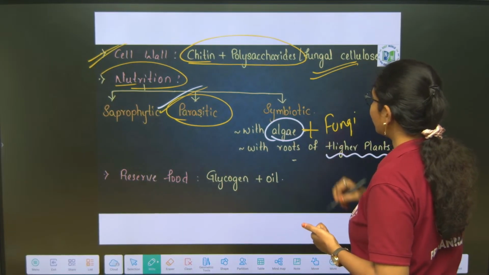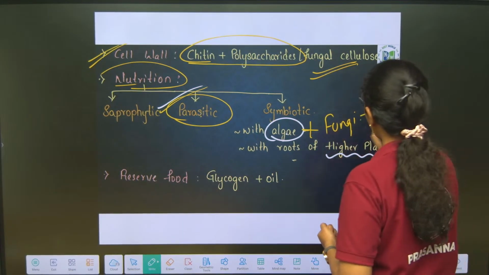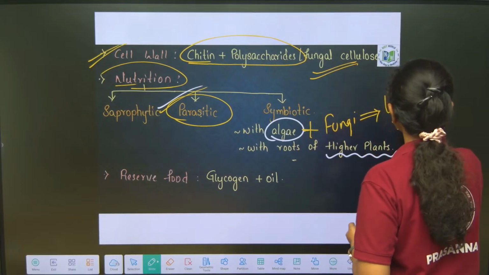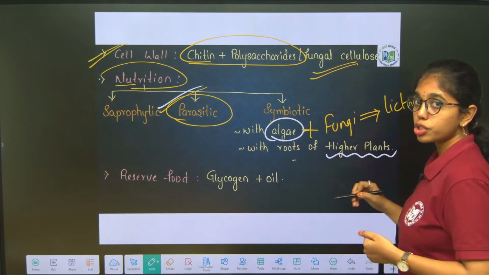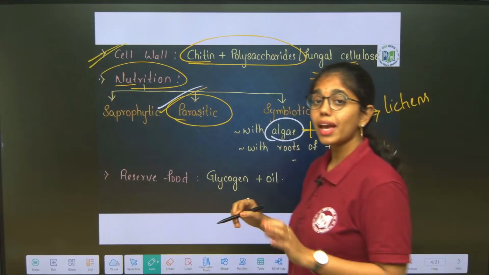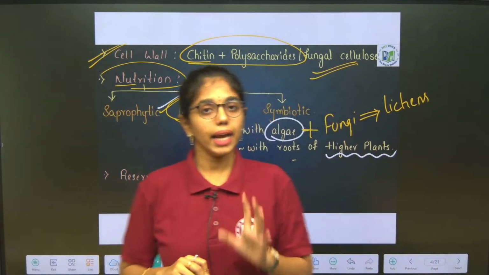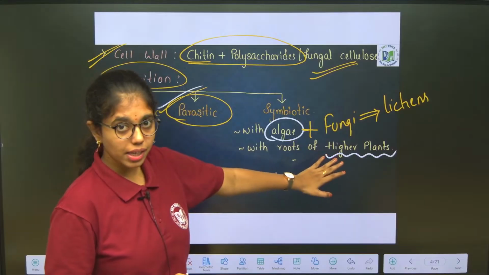Fungi, along with symbiotic association with algae, form lichens, which are pioneers of plant succession. Okay, and they are the best pollution indicators. This is one symbiotic association.